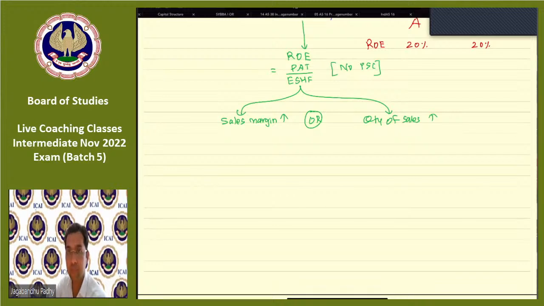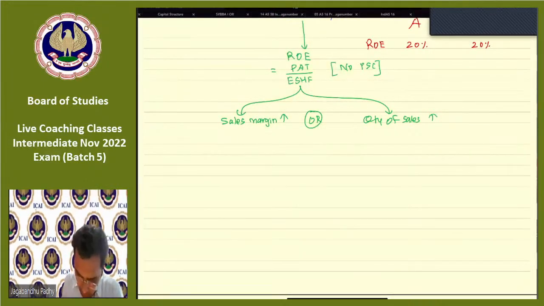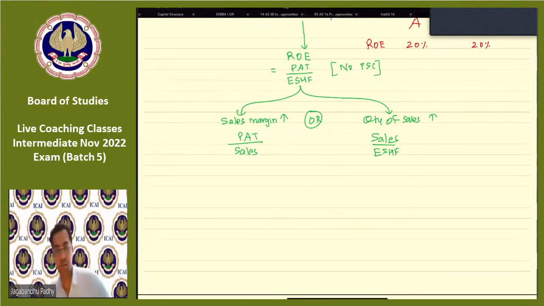So sales margin, I can compute it as PAT upon sales. And if I want to think of quantity of sales, that's basically the turnover. So when we say turnover, it means sales upon equity shareholders funds.